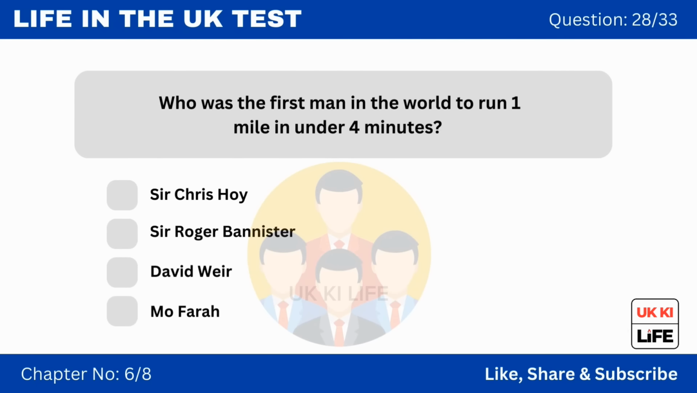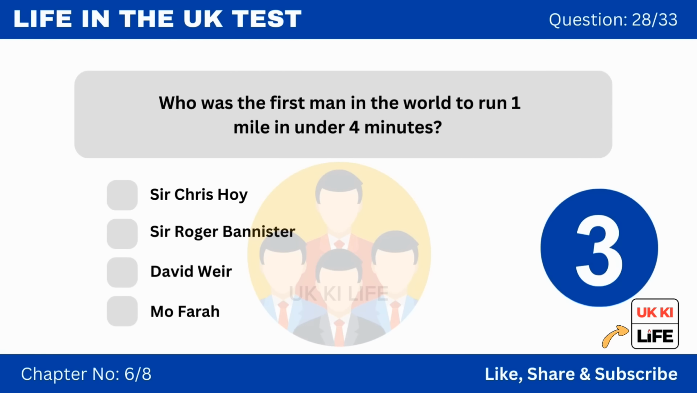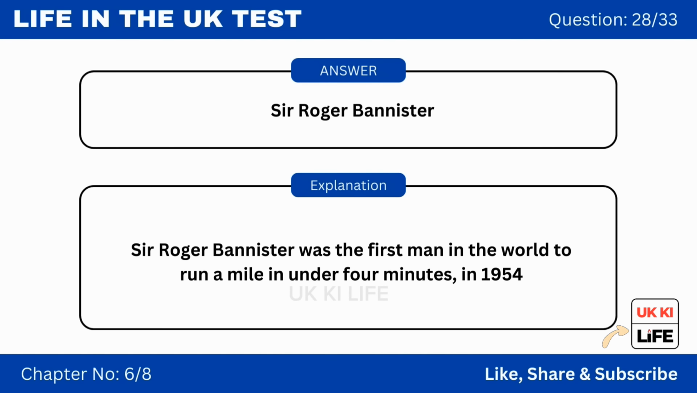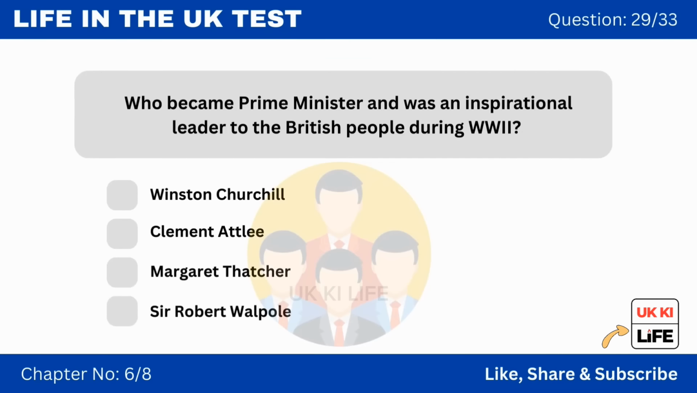Question 28. Who was the first man in the world to run 1 mile in under 4 minutes? Sir Chris Hoy, Sir Roger Bannister, David Weir, Mo Farah. The correct option is B. Explanation. Sir Roger Bannister was the first man in the world to run a mile in under 4 minutes, in 1954. Question 29. Who became Prime Minister and was an inspirational leader to the British people during World War II?